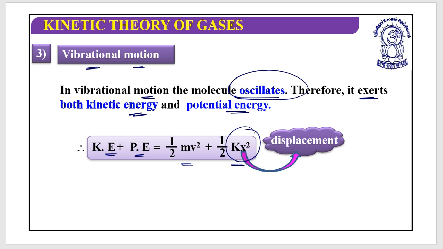I hope you understand and you remember this. It's half k x square. x is the displacement while k is the spring constant. So the connection between two molecules can behave as a spring. So in vibrational motion it is going to have two kinds of energy: kinetic energy as well as potential energy.